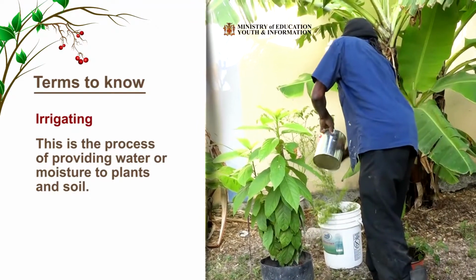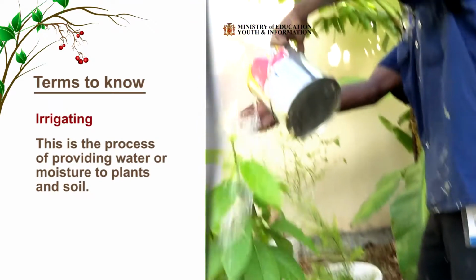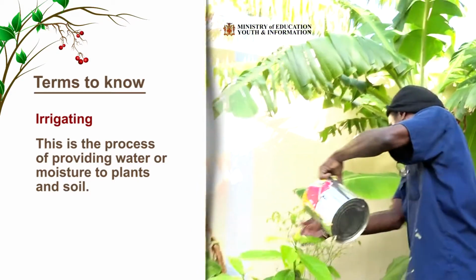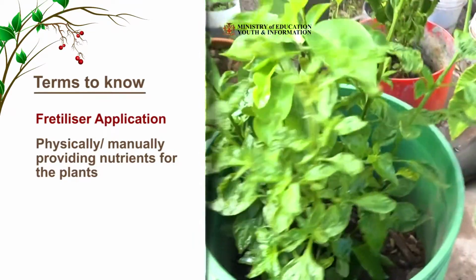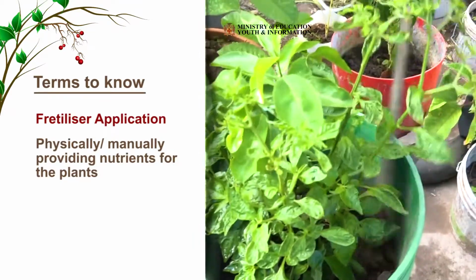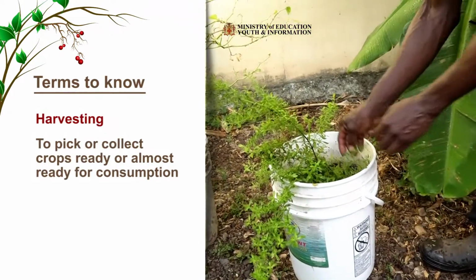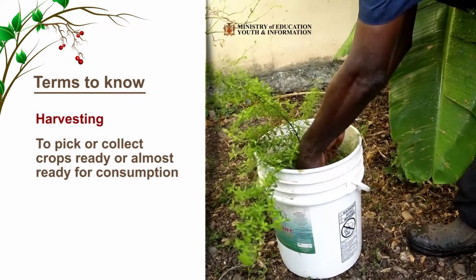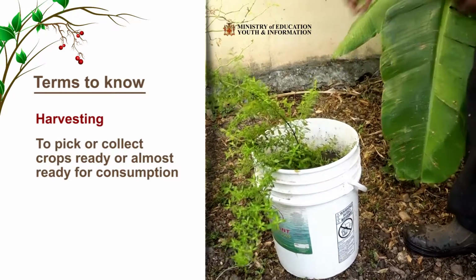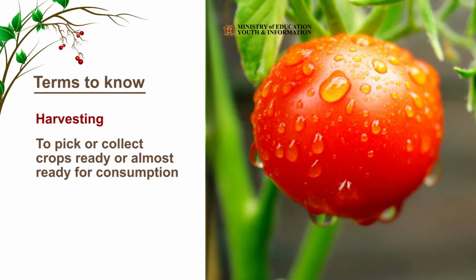Irrigating. This is the process of providing water or moisture to the plant and soil. Fertilizer application. This is physically or manually providing nutrients to the plants. Harvesting. I know that everybody is always excited about this time. It's to pick or collect crops ready or almost ready for consumption.